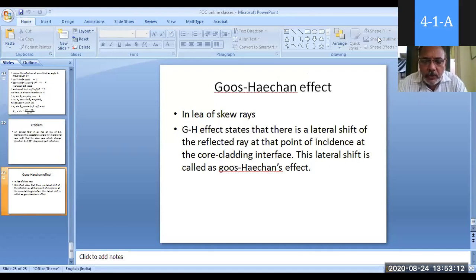Okay. N1 is equal to 1.5. N2 is equal to 1. Find theta C. Question 1. That's it. Next, question 2. Theta 1 is 30 degrees. N1 is 1.5. N2 is 1.36. Find theta C, the critical angle.